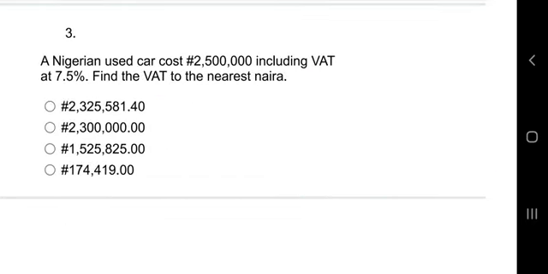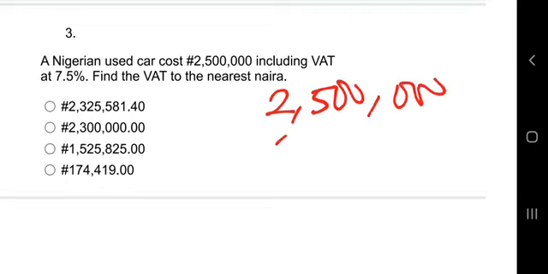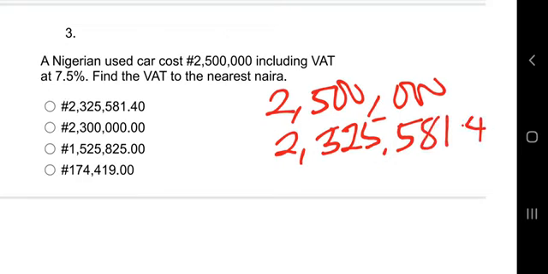All right, question three is an extension of question number two. After calculating the cost of the car without tax, without VAT, the question asks us to find the VAT itself. So having known that the cost of the car is 2,325,581.40, we need to calculate it. What we're going to do is subtract from 2.5 million, which is the one including tax, minus 2,325,581.4. So we calculate that.